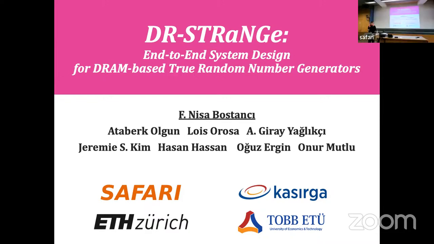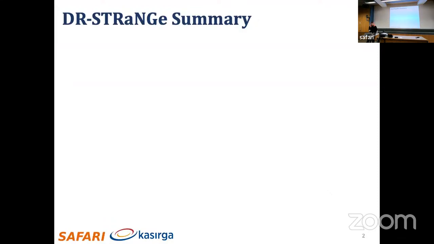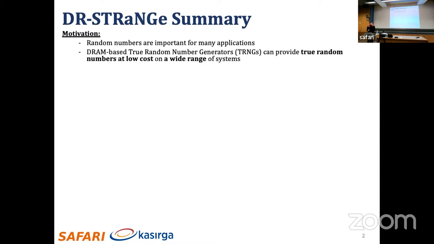So today I'm going to talk about our HPCA 2022 paper, Dr. STRaNGe: End-to-End System Design for DRAM-based True Random Number Generators. I will first begin with a brief overview. Random numbers are important for many applications, including security applications. DRAM-based true random number generators can provide true random numbers at low cost on a wide range of computing systems. However, no prior work on DRAM-based TRNGs provides an end-to-end system design to enable these mechanisms in real systems.